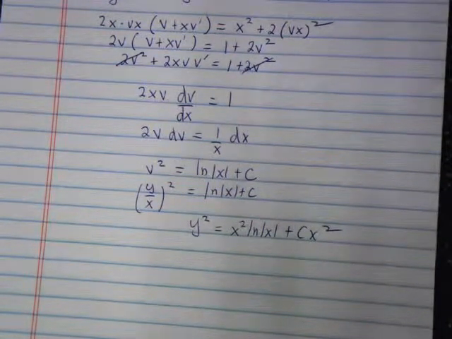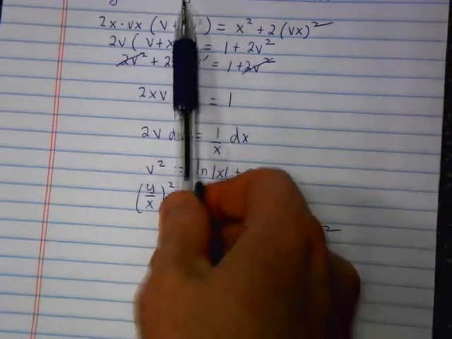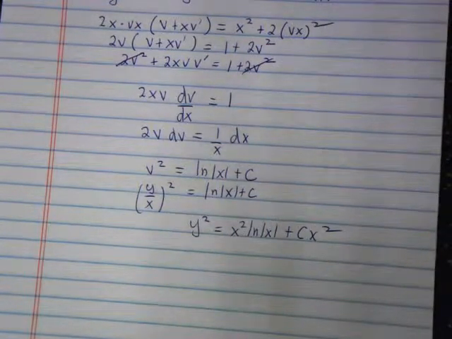Other questions? Max? So do we just always replace y with v times x when the equation is homogeneous? Okay. You will always replace y with vx. And you will always replace y prime with v plus x v prime. Okay. And then do the algebra, your equation should be separable. Okay. Other questions?